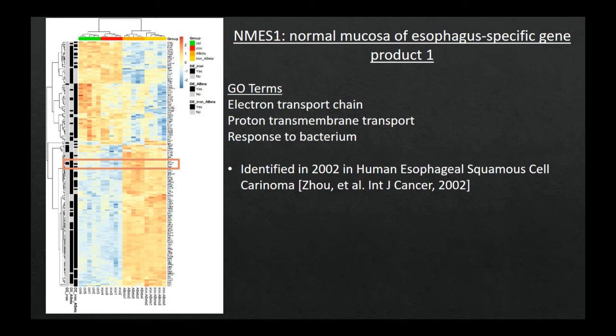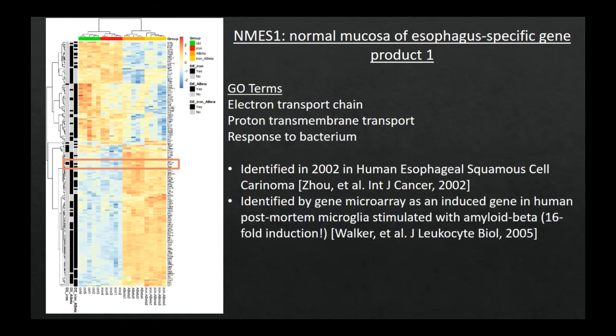So as a background, this protein was first reported in the literature in 2002 in an esophageal squamous cell carcinoma patient. Since then, it has actually been identified in gene microarrays in an Alzheimer's disease patient, where they stimulated the cells with amyloid-beta, and it was up 16-fold in that paper. And when my students came across this, they were like, why has nobody looked at it? It's like, this is a lot of data. And so digging through a microarray from 2005, we actually found that this protein had been identified before. And so we kept looking at what else we know about it.